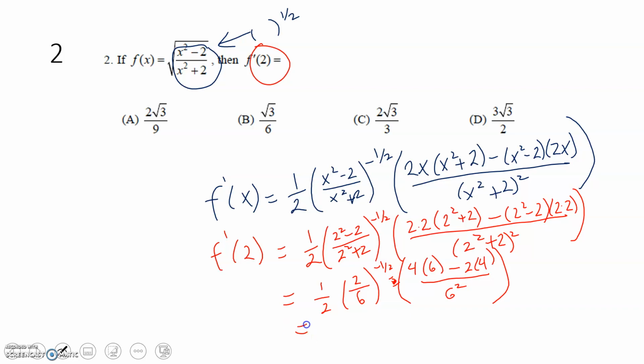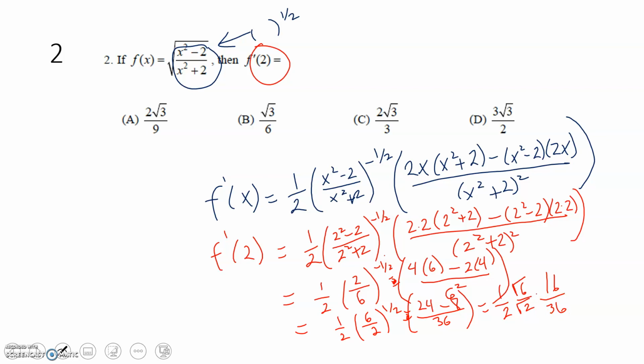Okay, this then becomes 1/2. And then because of this negative 1/2 power, I'm going to invert this fraction and make that a positive 1/2. And then this becomes on top 24 minus 8 over 36. And then this becomes 1/2. And then I'm going to just write this as radical 6 over radical 2. And then 24 minus 8 is 16 over 36.